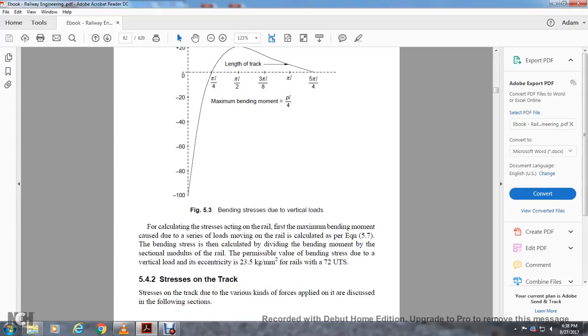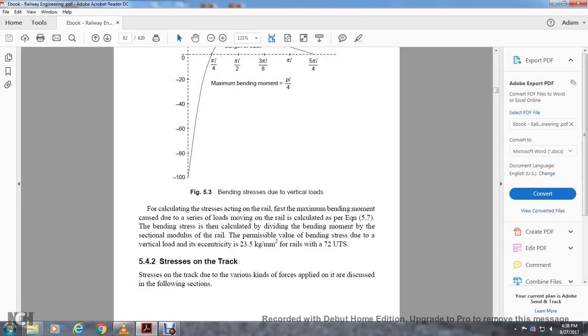The bending stress is calculated by dividing the bending moment by the sectional modulus of the rail. The permissible value of the bending stress due to the vertical load eccentricity is 23.5 kilograms per millimeter squared for a rail with 72 UTS. 5.4.2 Stress on the track.